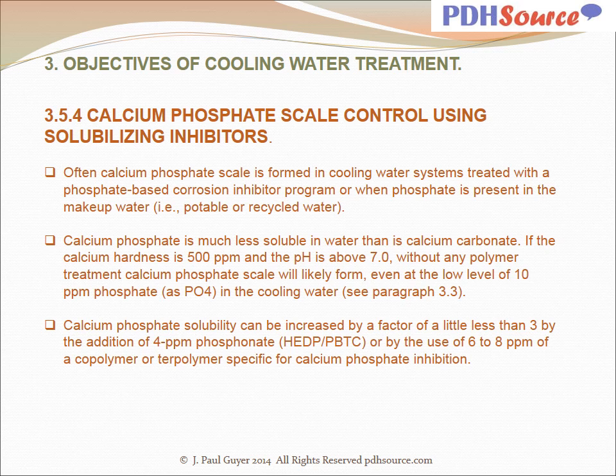cooling water. Calcium phosphate solubility can be increased by a factor of a little less than 3 by the addition of 4 parts per million phosphonate HEDP/PBTC, or by the use of 6 to 8 parts per million of a copolymer or terpolymer specific for calcium phosphate inhibition.